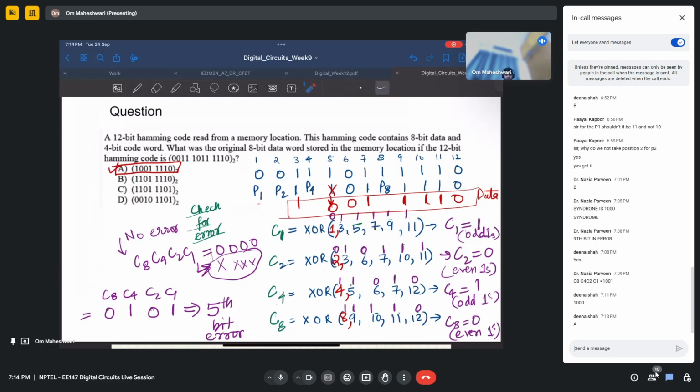So yeah, that is the only difference while checking for errors. When calculating parity, we do not include these 1, 2, 4, and 8. But while checking the code for error, we include them. This is the thing to remember in this question. Rest everything is, I think, straightforward. Okay, so this is clear. Let us move ahead.